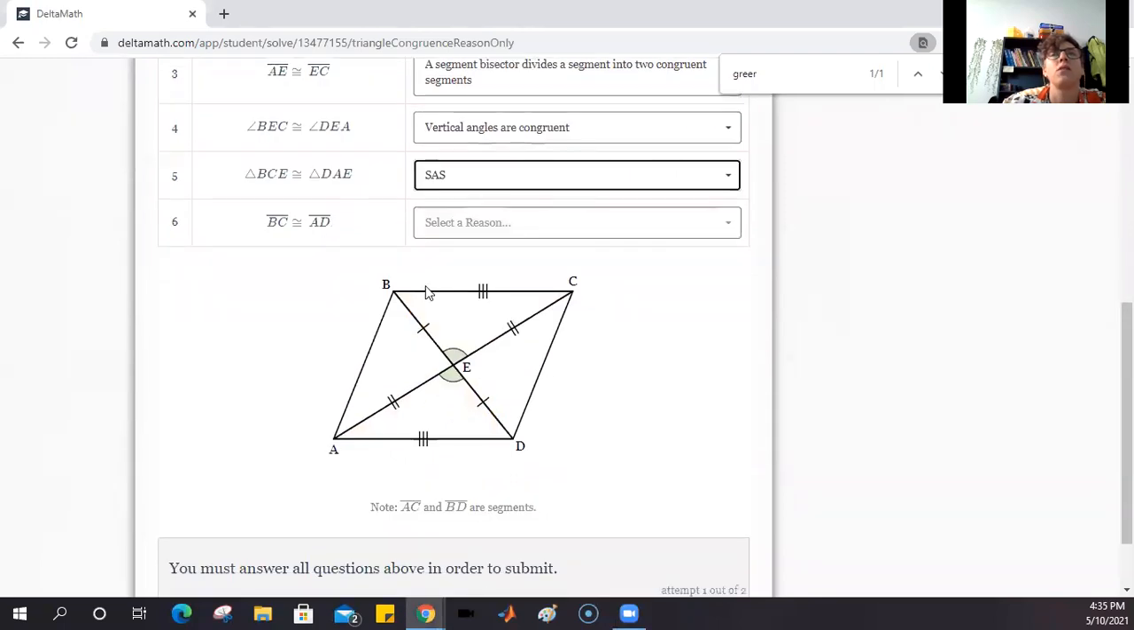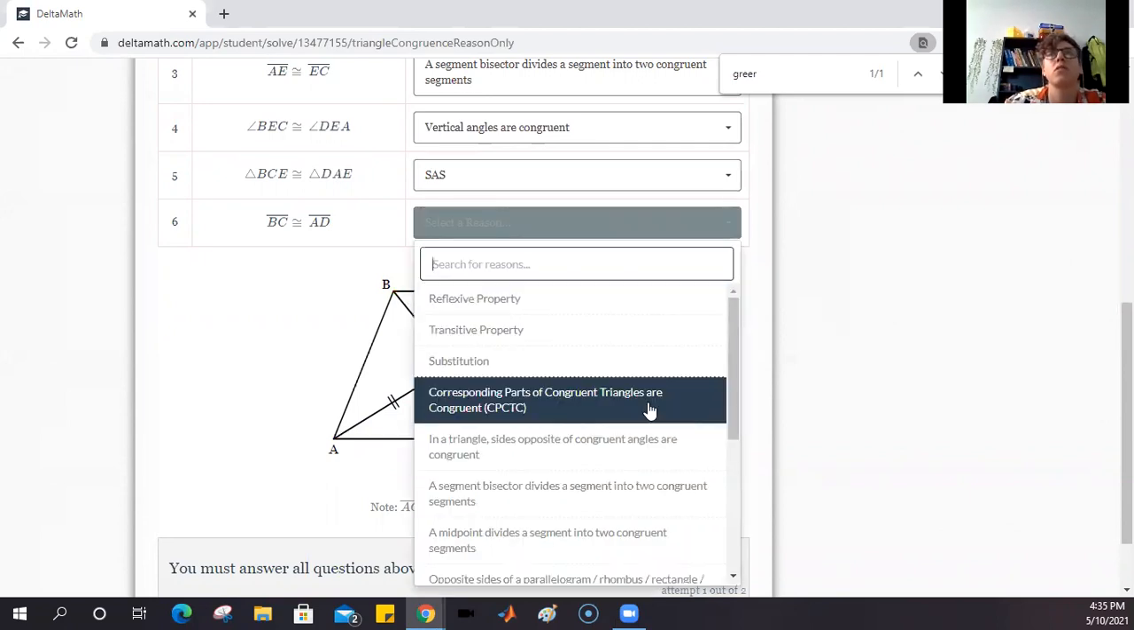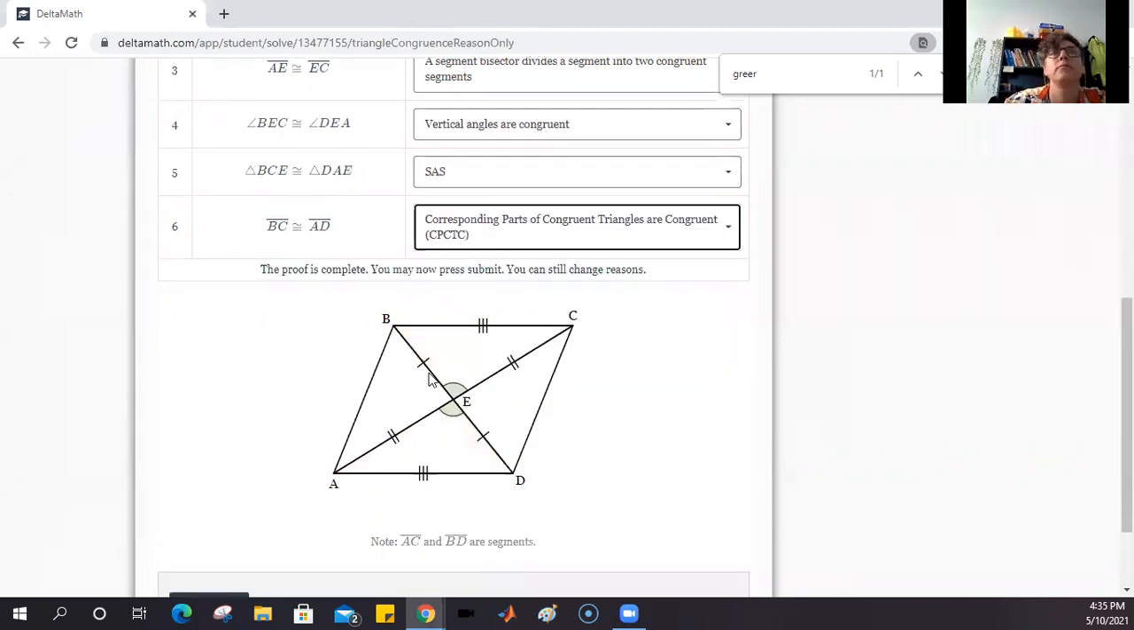So then why would these segments be congruent? We said these triangles were congruent. And if we have triangles that are congruent, that means all their corresponding parts are congruent. So BC and AD are like the same side in each of the triangles. So they're corresponding parts, and corresponding parts of congruent triangles are congruent. Ta-da!